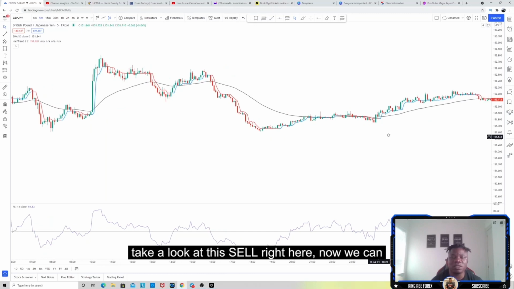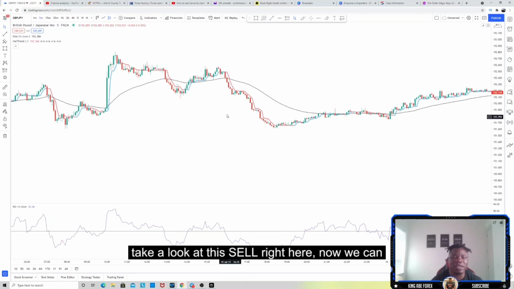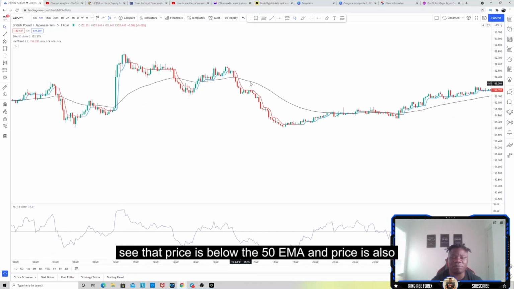Now to take a look at this cell right here, we can see that price is below the 50 EMA and price is also below the half trend, and we can see that it's red. But before we get in, we need to wait, because we don't just get in once we see our confirmations.